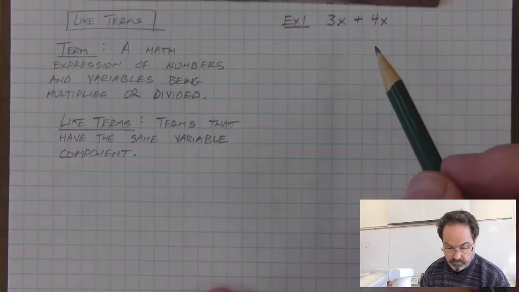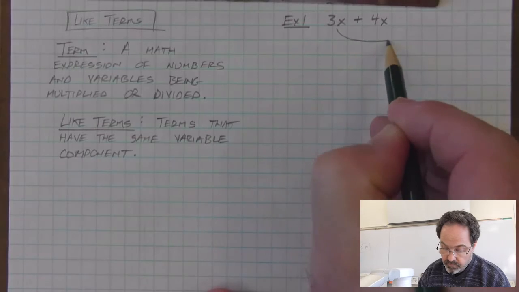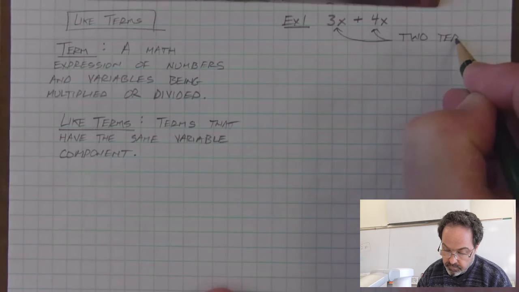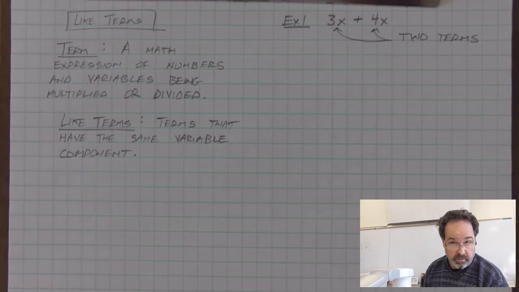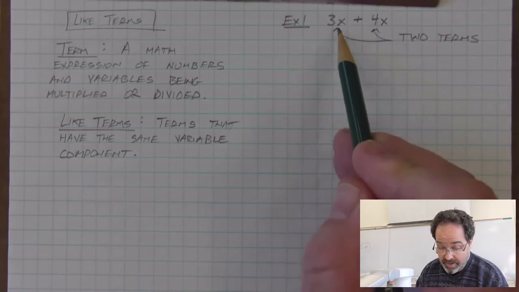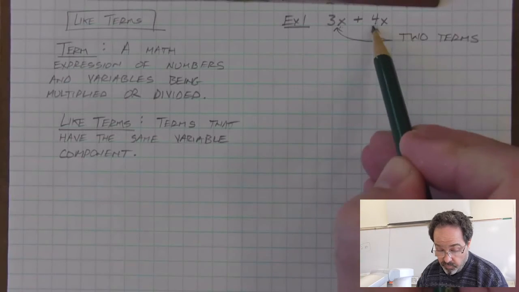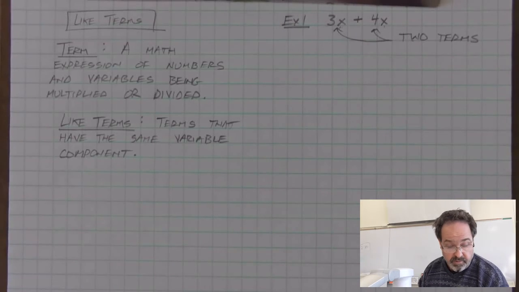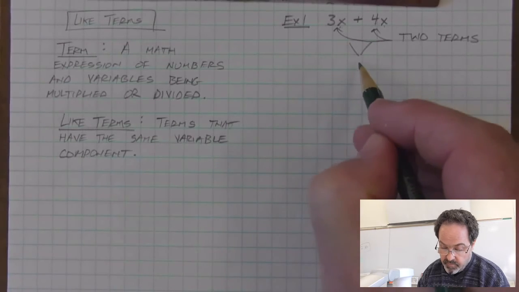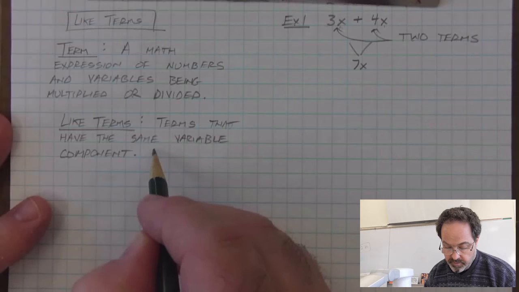For example, 3x and 4x are two terms. Let's make a note of that. And they are like terms because they have the same variable component. They have an x in each term and only a single x in each term. So this is 3 times x and 4 times x. Like terms can be combined. We can simplify this by combining the 3x's and the 4x's to make a total of 7x.